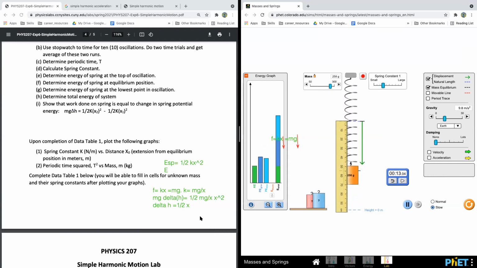Yeah, I mean, x1, x2 are two positions, right? Right. What do we cancel? Well, when you did the other equation, mg delta h is equal to 1/2 mg over x times x squared, that x you have there is not the same thing as the x squared, because that x squared is a distance that isn't just to the equilibrium point. It's to wherever that second point is.